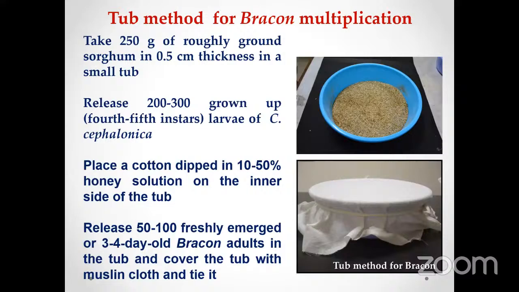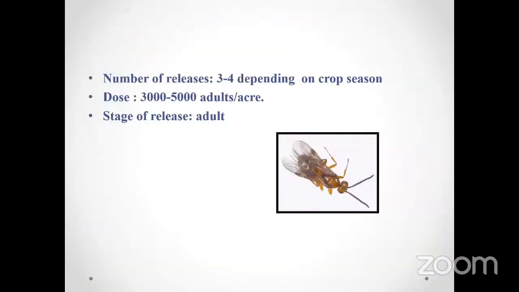So within the tub, we can get around 2,000 to 3,000 adults per tub. So this is a bulk mass production of Bracon. Mostly we will release 3,000 to 5,000 adults per hectare, and the adults will be taken in a beaker and released by tapping the beaker at the crop level.